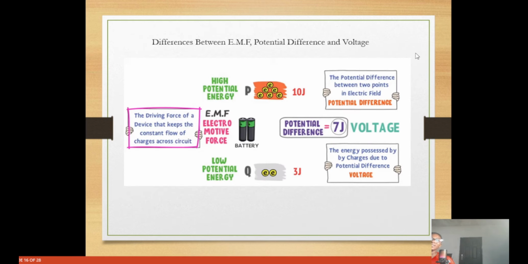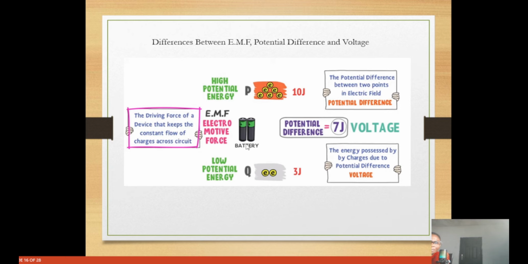Look at this picture. I want to quickly tell the difference between EMF, potential difference, and voltage. Look at it now. This is our battery. This is our charge here, staying peacefully at point Q. Here it's staying peacefully at this point, that is this point of low potential energy. It doesn't want problem. And you remember your potential energy now. It is energy a body possesses by virtue of its position at rest. So this electron is at this point Q, and we want it to go towards point P.